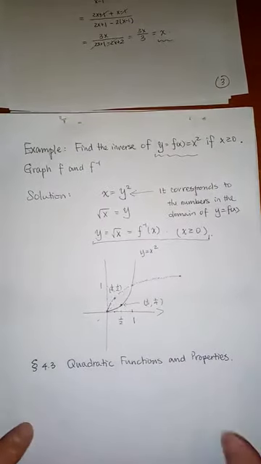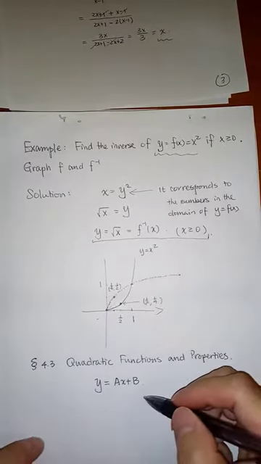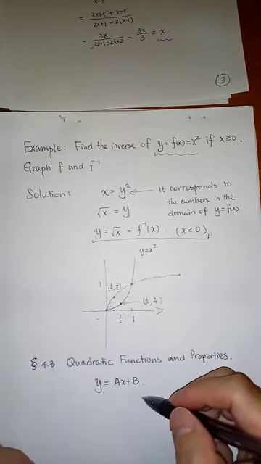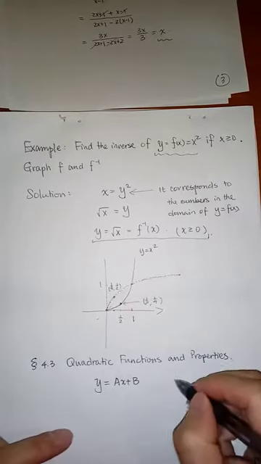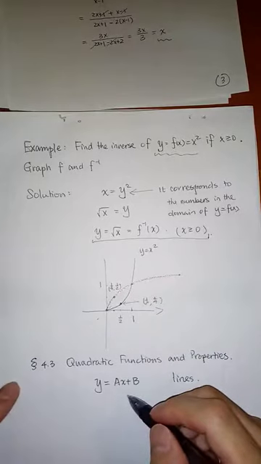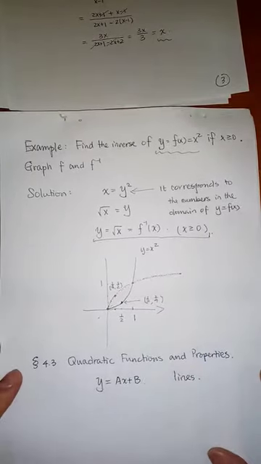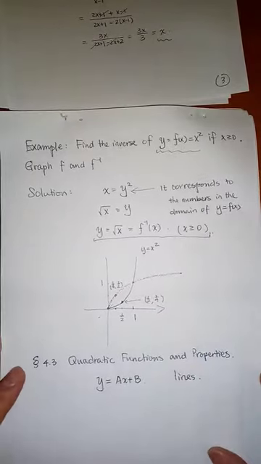Okay, so we already know that if we have a linear function, then this represents a straight line. Its graph is a straight line. And the linear function is a polynomial with degree 1. So if we increase the degree, we will have a quadratic function, a polynomial of degree 2.